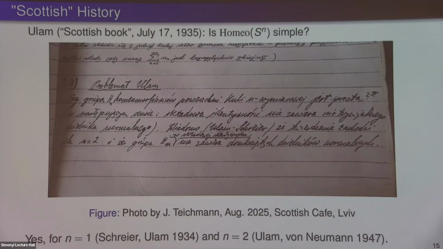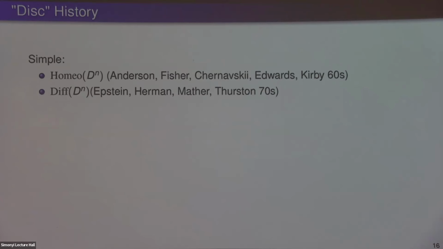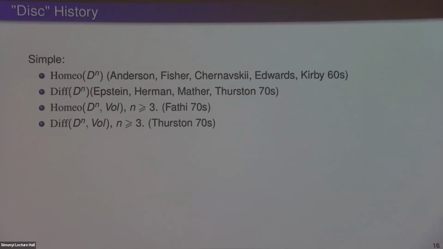The cases n equals 1 and n equals 2 were solved by Ulam, Schreier, and von Neumann. But real progress towards this question came several decades later, in the 60s and 70s, when there was a flurry of activity surrounding the simplicity question for various transformation groups and all sorts of manifolds, and lots was proven. For the sake of simplicity, I summarized the history in the case of the disk. Homeomorphisms and diffeomorphisms of the disk in any dimension are simple groups. Volume-preserving homeomorphisms and volume-preserving diffeomorphisms are also simple groups when the dimension is at least 3.